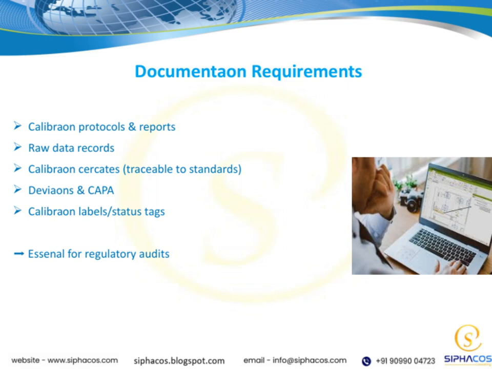Calibration certificates are also vital, especially those traceable to recognized standards, as they confirm that calibration has been performed correctly and meet regulatory expectations. Deviations and CAPA, or corrective and preventive actions, are important to document because they show how any issues are identified and addressed to prevent recurrence. Lastly, calibration labels and status tags are simple but effective tools for quickly indicating the current calibration status of equipment.